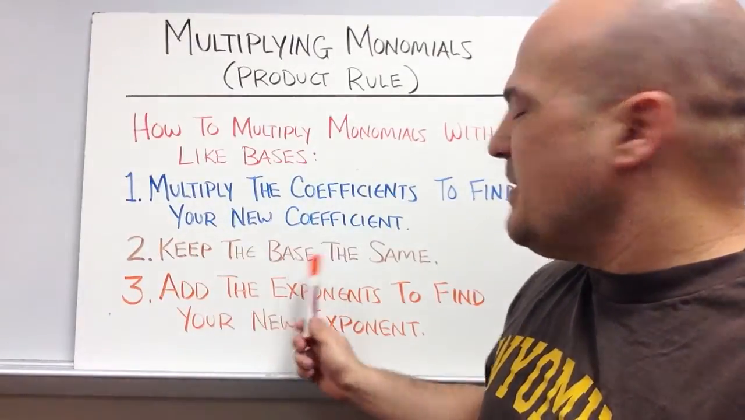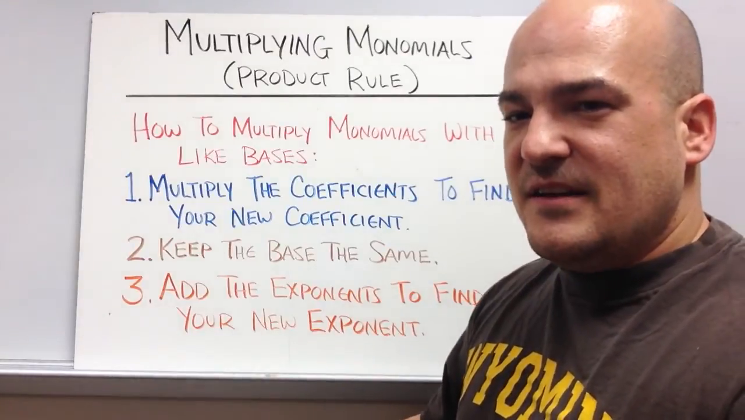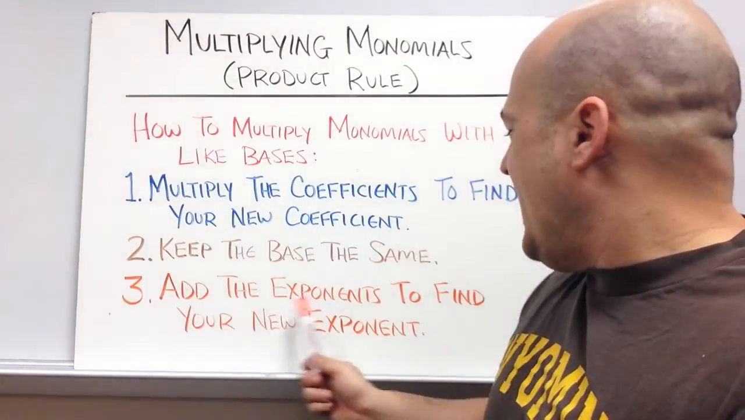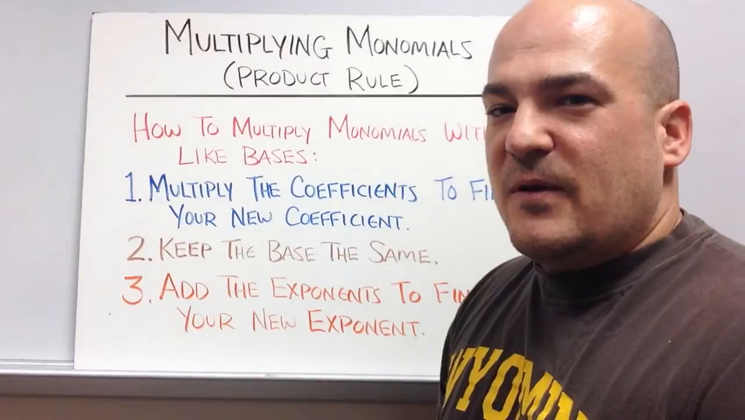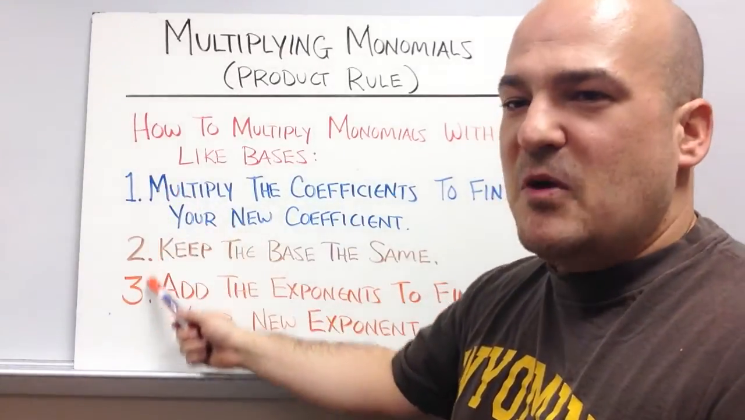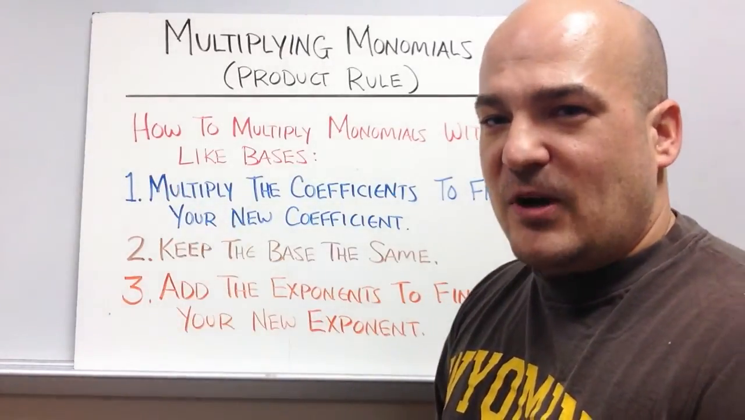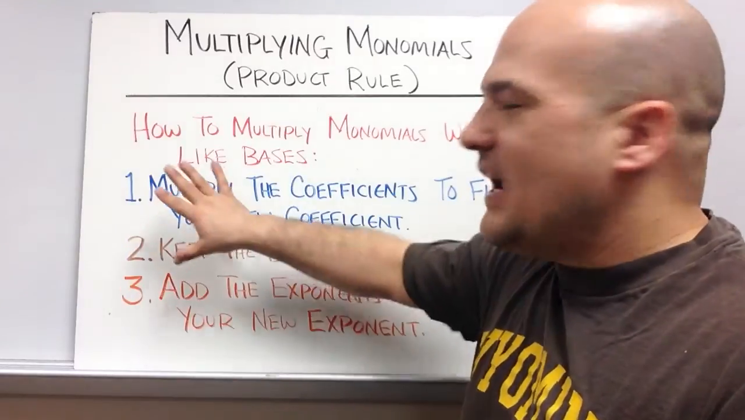Second, you keep the base the same. And third, you add the exponents to find your new exponents. Okay? So this is what most math teachers ask their students to memorize. And I'm okay if you don't memorize this.